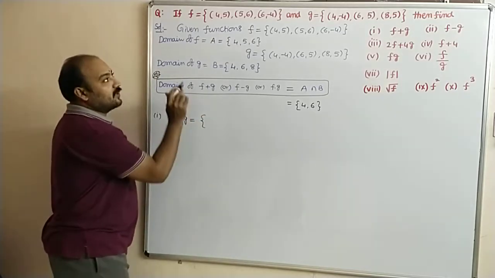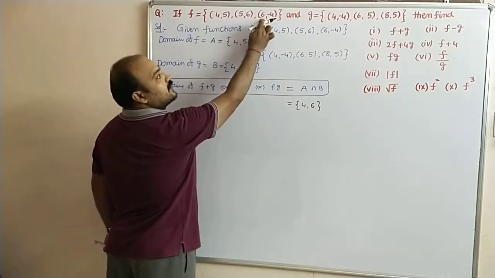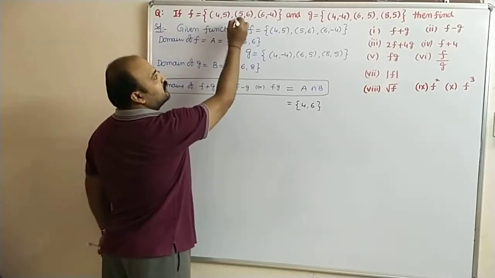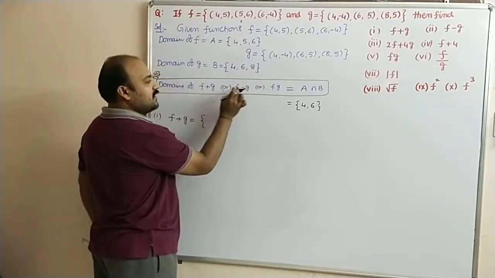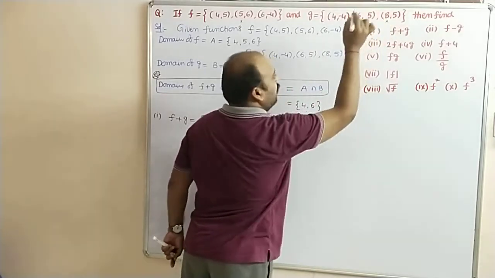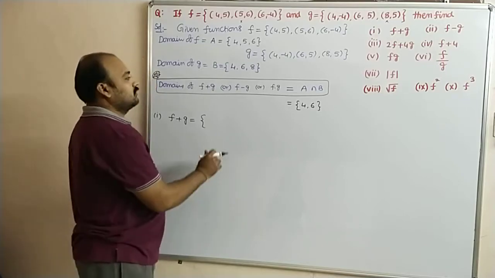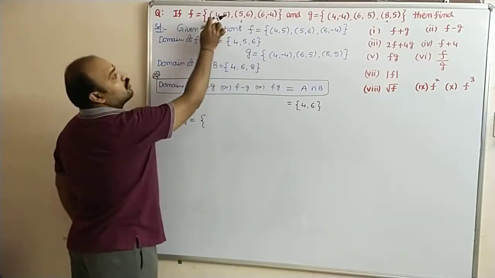So in this f and g, you have to consider only the 4 and 6 elements, no? You cannot consider this one. Only for the cases f plus g, f minus g and f into g. Even here also 8 comma 5 we cannot consider. F plus g.